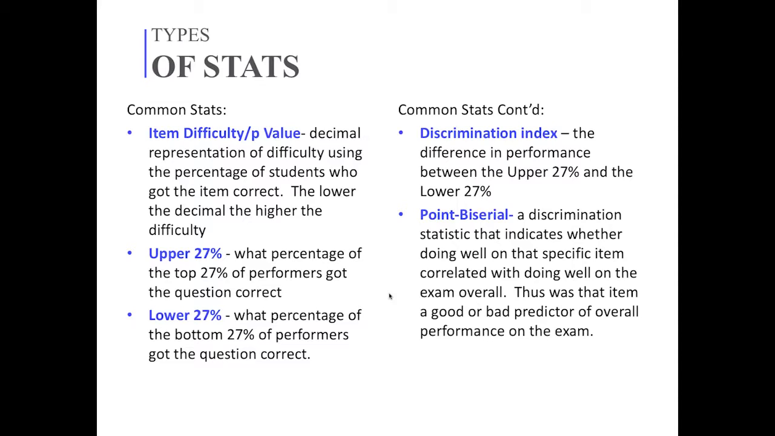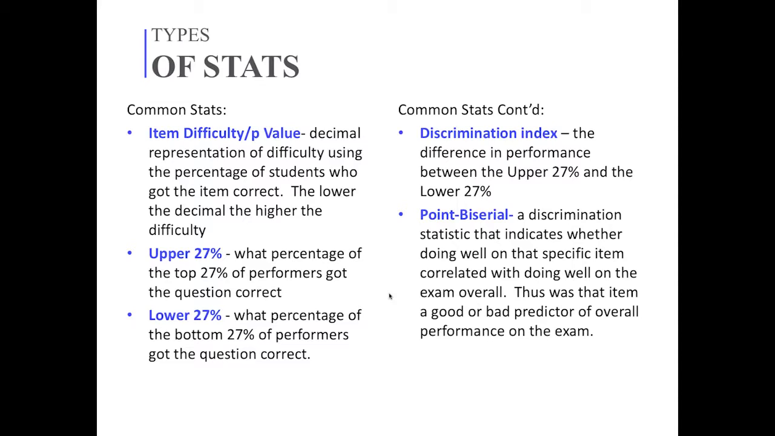Now, once you've got that measured, how many of your top 27% and bottom 27% got that incorrect, that leads us to the discrimination index. The discrimination index is basically telling you, did this item discriminate between your top performers on this exam and your bottom performers on this exam?